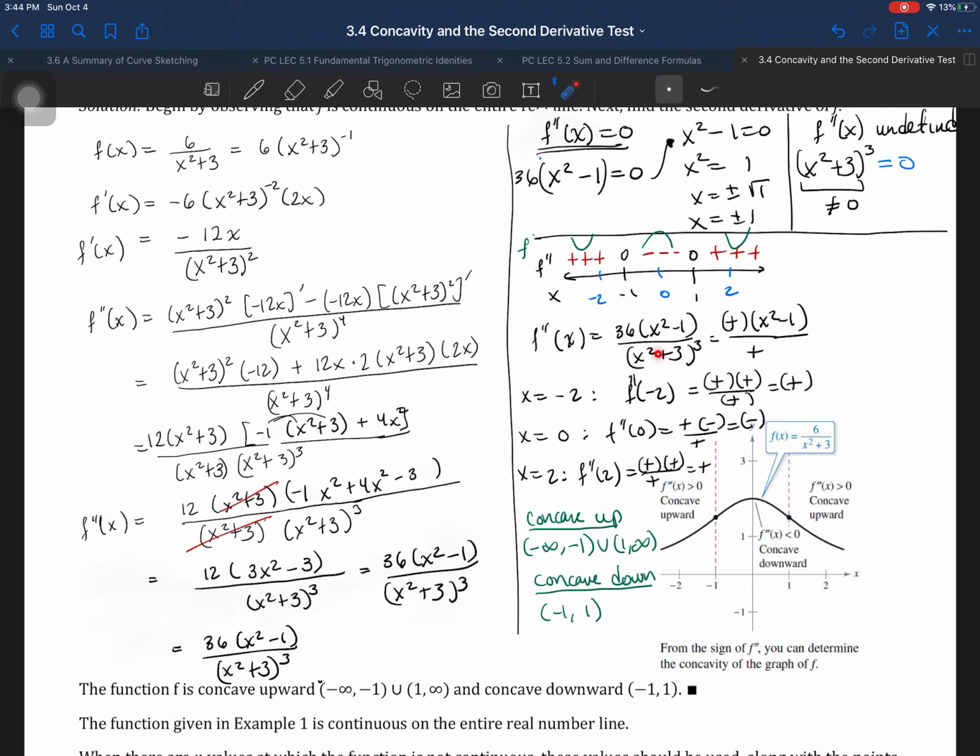I know that the denominator would never equal 0. It would never be negative because it's always positive. So I wrote myself a positive note. 36 is always going to be positive. So there you go. That's always positive. So everything that we're going to test will depend from here.